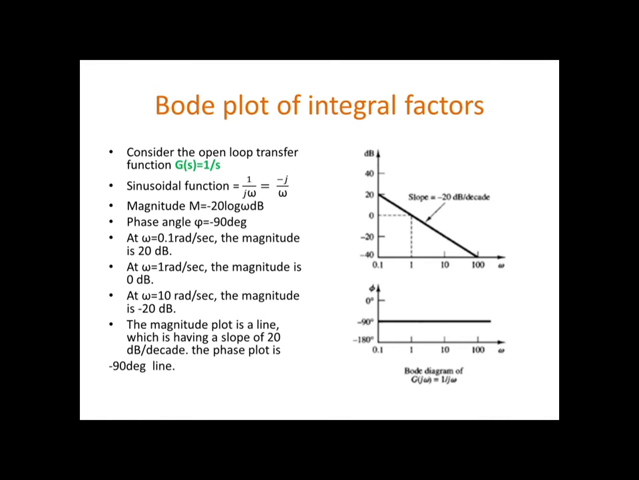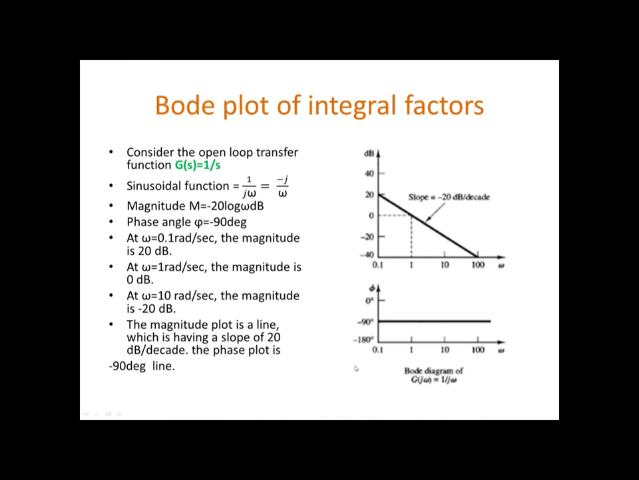That means it is not depending upon the value of omega. So whatever value of omega is taken, the phase angle plot will be a straight line passing through minus 90 degrees, just like this. So the phase plot of 1 by s is always a straight line passing through minus 90 degrees, parallel to the 0 degree and minus 180 degree lines, and it always remains the same irrespective of the values of omega.